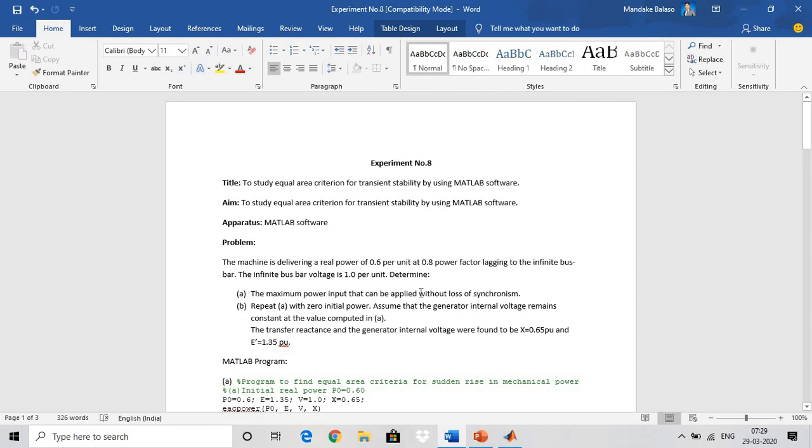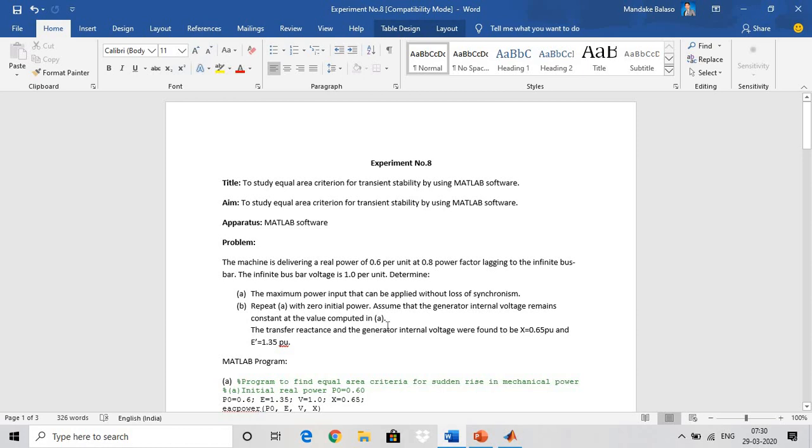In the second case, we have to repeat A with zero initial power. What is the difference between case A and case B? In case A, the initial power is 0.6 per unit, whereas in case B, the initial power is 0. And assume that the generator internal voltage remains constant at the value computed in A.